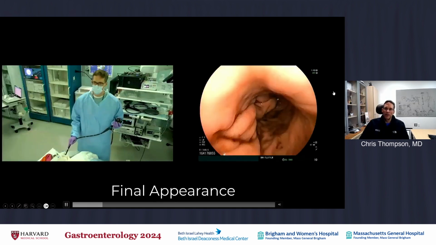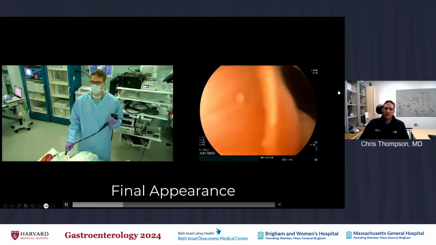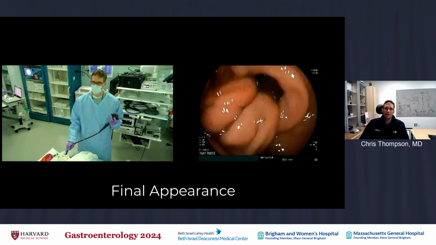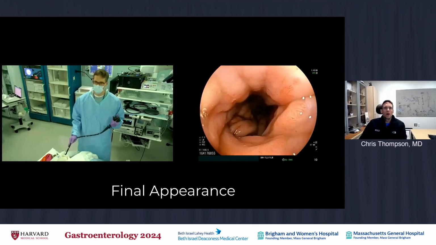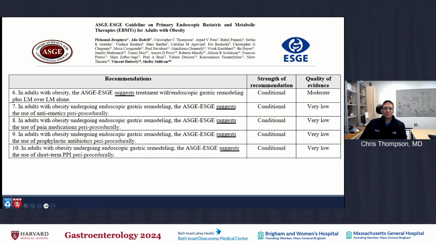So this is what it looks like when you're done. It's a nice tight little sleeve. It takes about 40 minutes, and the patients do quite well. So this is, again, back to our guideline.